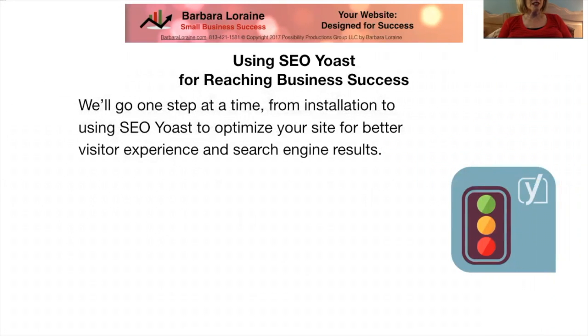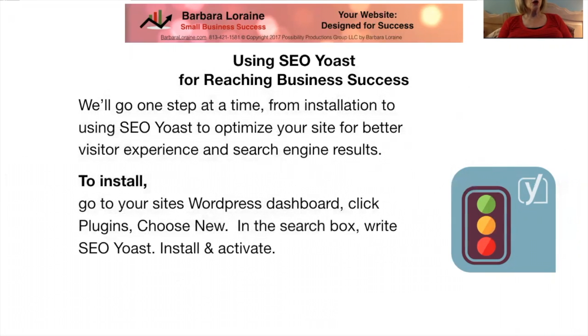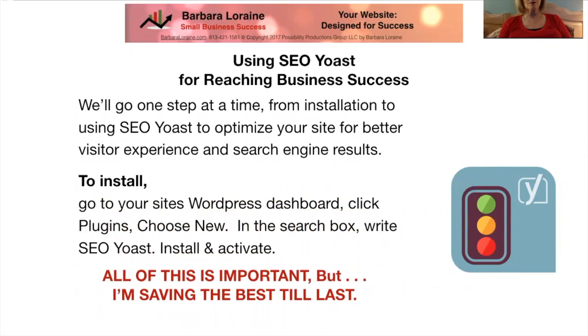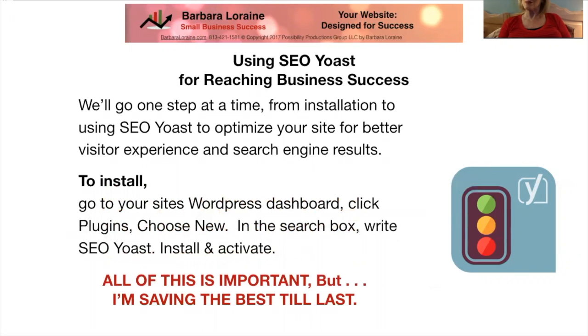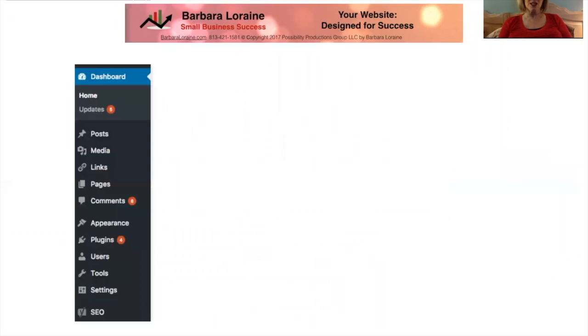We'll go one step at a time from installation to using SEO Yoast to optimize your site for a better visitor experience and for better search engine results. To install, go to your site's WordPress dashboard, click Plugins, and choose New. In the search box, write SEO Yoast, install, and activate. All of this is important, but I'm saving the best till last.